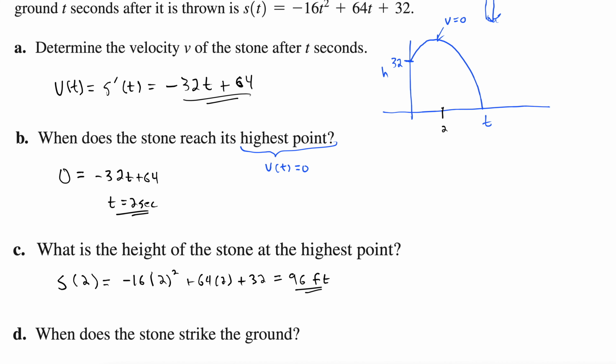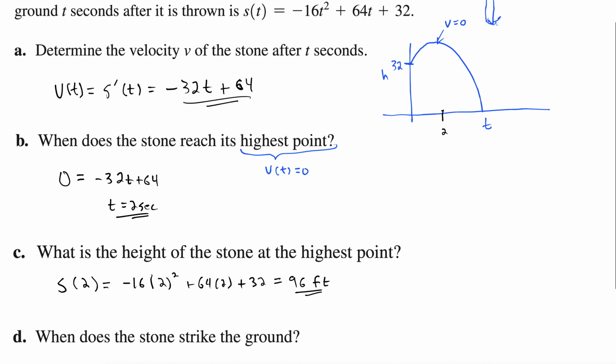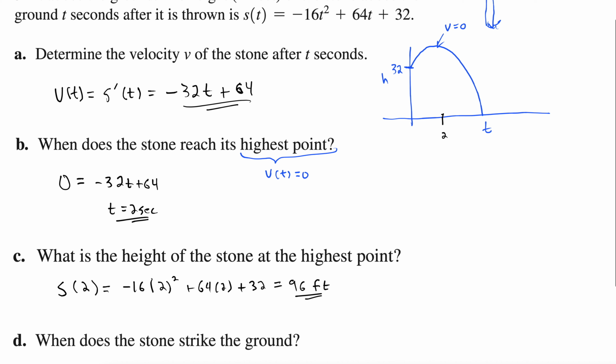On to part D. When does the stone strike the ground? Well, we do that when the position equals 0. So there's our position function again. Let's just write it in here. So when it strikes the ground, the position is 0 because this is measured as feet off the ground. So we have 0 equals negative 16t squared plus 64t plus 32.